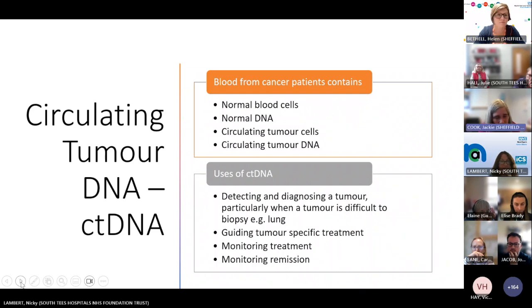In the North East and North Cumbria, it's going to be Newcastle. In the West Yorkshire and Harrogate Cancer Alliance, it will be Leeds. In North Yorkshire and Humber, it will be Hull. And in South Yorkshire and Bassetlaw, it will be Sheffield. Hospitals in those areas will direct their samples that require genomic testing into those labs.